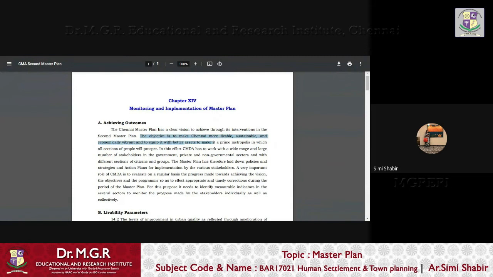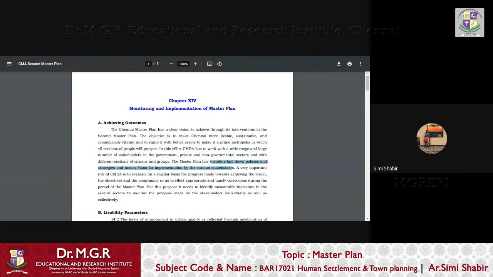The objective is to make Chennai more livable, sustainable, economically vibrant, and to equip it with better assets to make it a prime metropolis in which all sections of people will prosper. In this effort, CMDA has to work with a wide range and large number of stakeholders in the government, private, non-governmental sectors, and with different sections of citizens and groups. The master plan therefore lays down policies, strategies and action plans for implementation by various stakeholders.